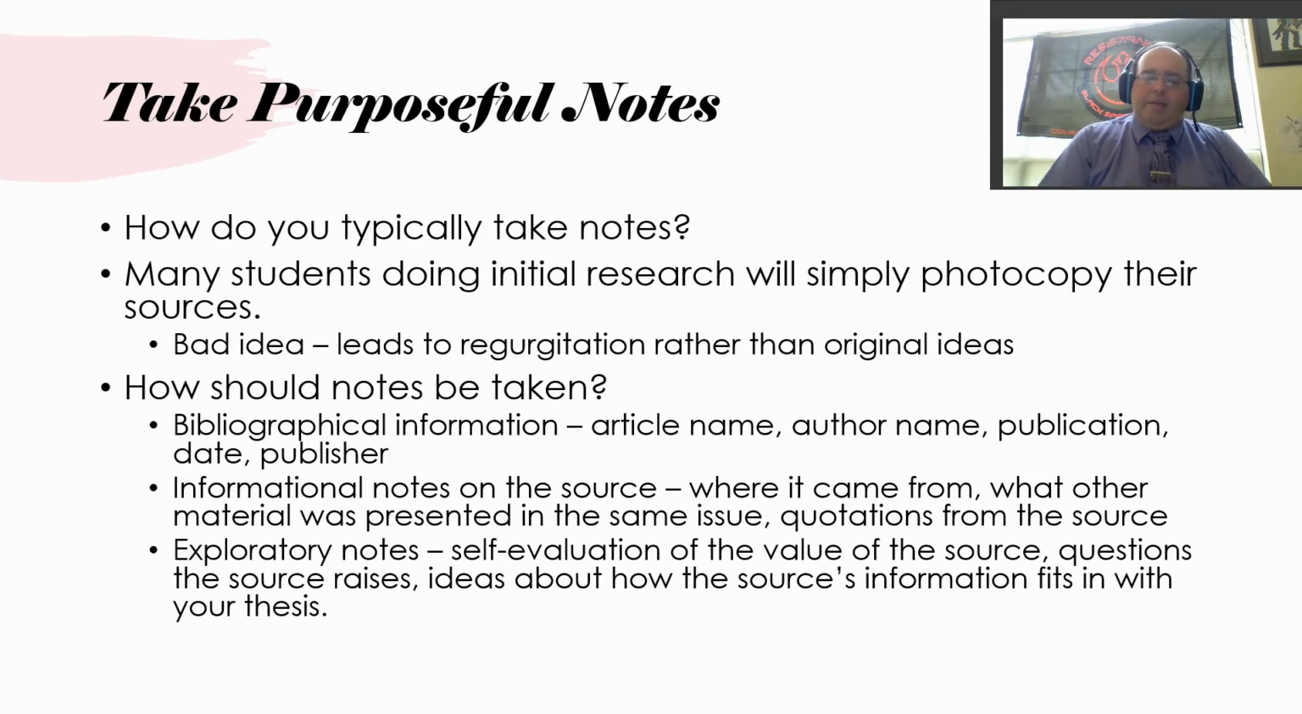So, one suggestion on how notes should be taken is to separate your paper into 3 columns. Okay. So when you're taking notes, split up your paper into 3 columns. Okay. The first column is going to have the bibliographical information for your sources. That's going to be the article names, the author names, the publication dates, and the publications, the dates, and who the publisher is. Okay? So all that should go in one column.